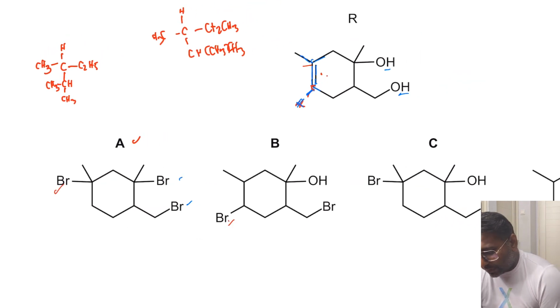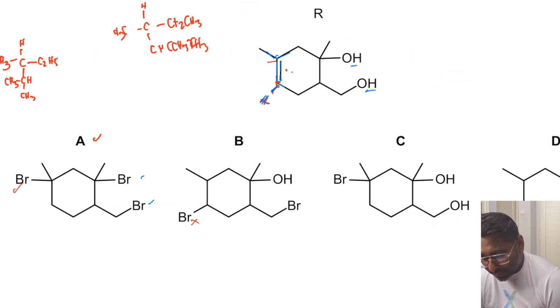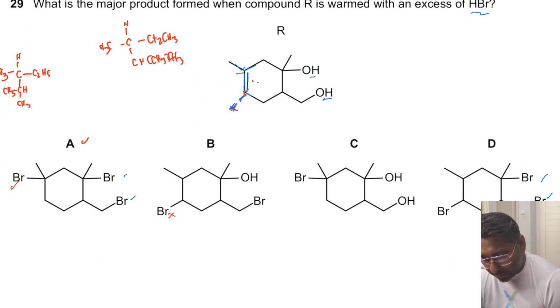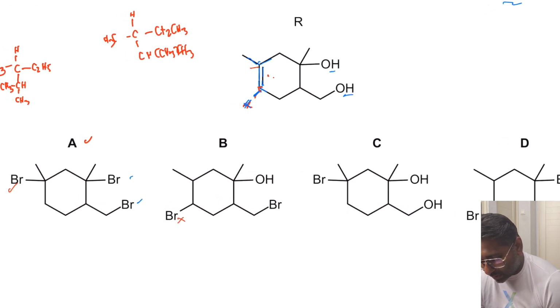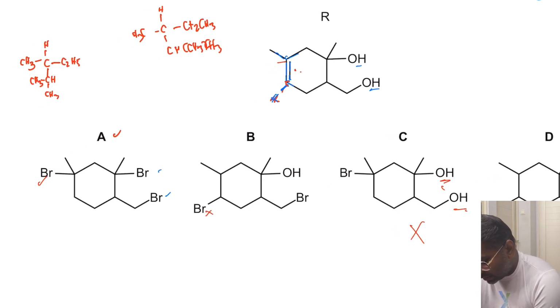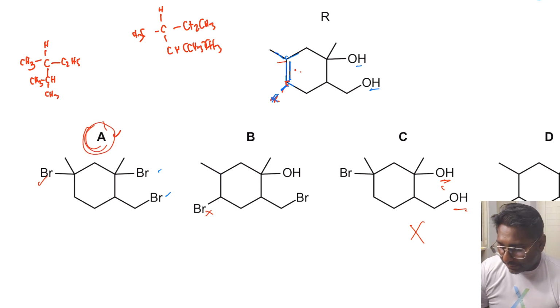So the answer here: Br cannot come here, it will go to the top. So I don't select this. This one will not be the answer because it must have Br here. So the answer is going to be A. Now, next.